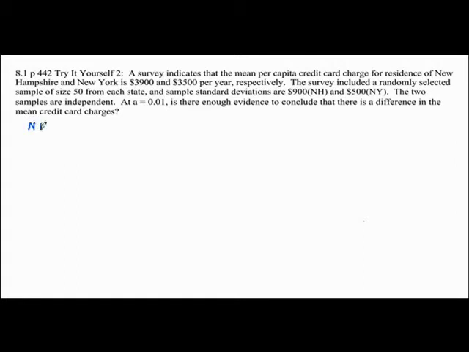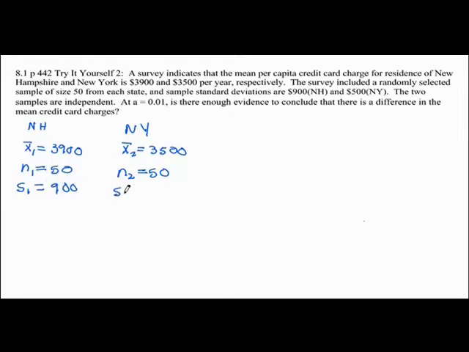So we're going to call New Hampshire our first sample. So then our X bar 1 will be the New Hampshire sample mean, which is 3,900. And New York is going to be our second sample. So X bar 2 is going to be the $3,500 credit card charges per year per capita. So the N1 will be 50, and that's going to be the same for the N2. The sample standard deviation for New Hampshire is 900, and for New York the sample standard deviation is 500. And we have alpha is 0.01.